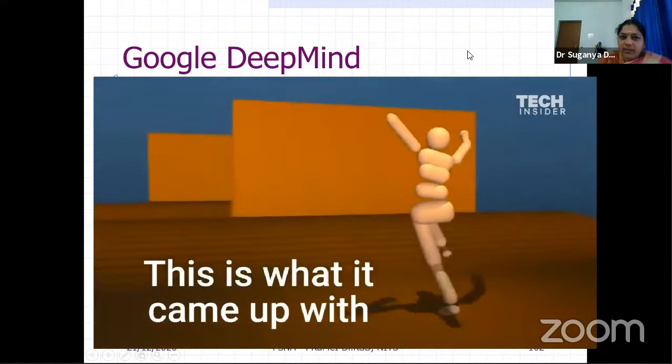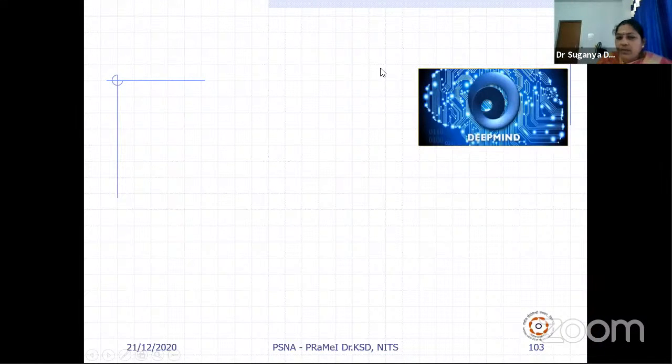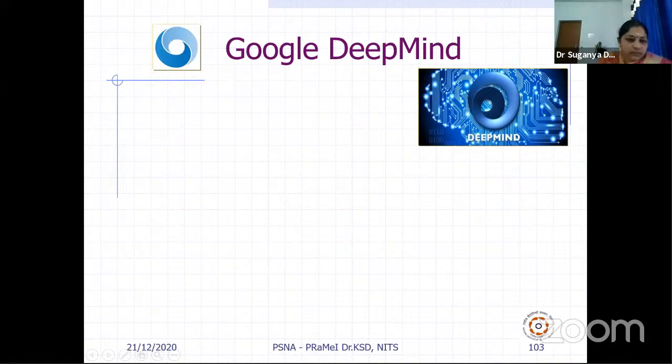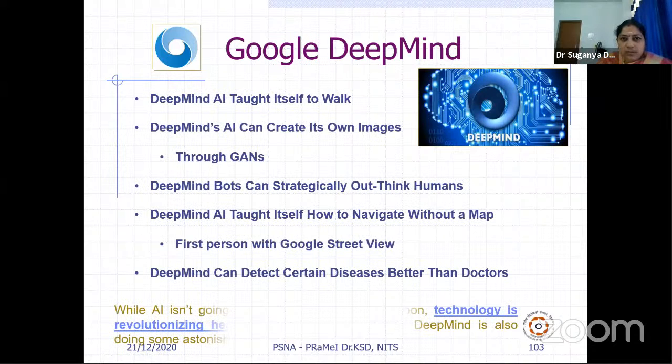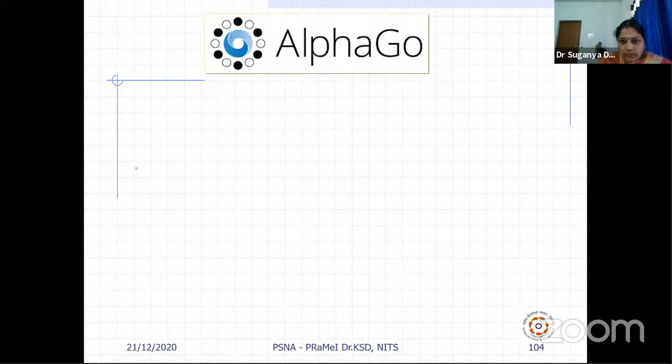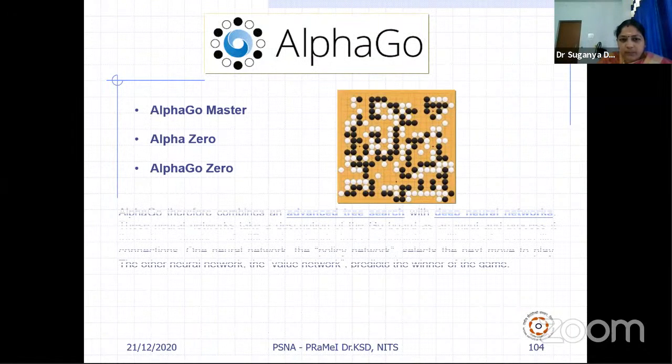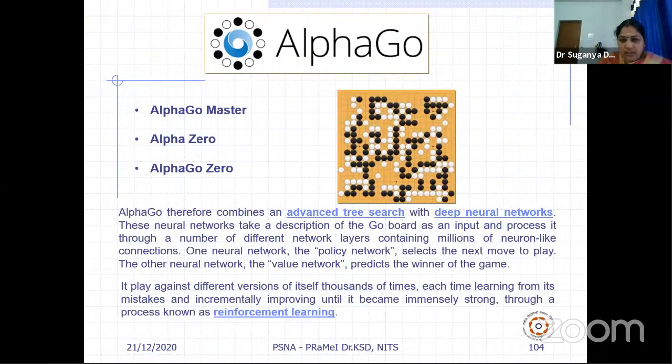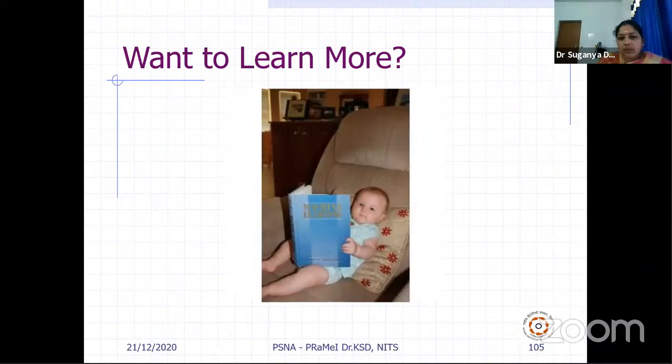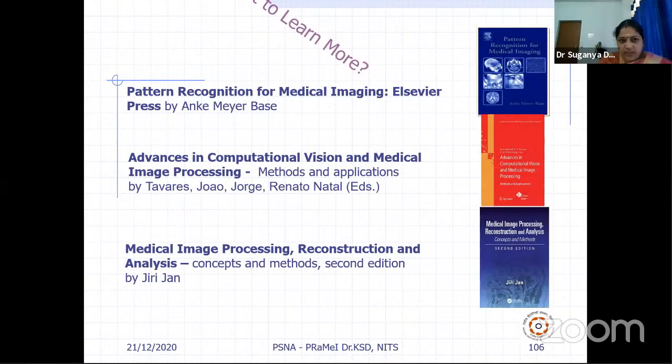Okay, this is the Google DeepMind, and finally, you can browse these things on the net also. AlphaGo is also a self-learning algorithm. The machine beats the human brain, the machine masters the game, and it defeats the human. So these are some of the references.